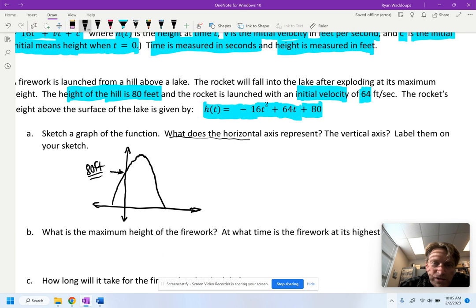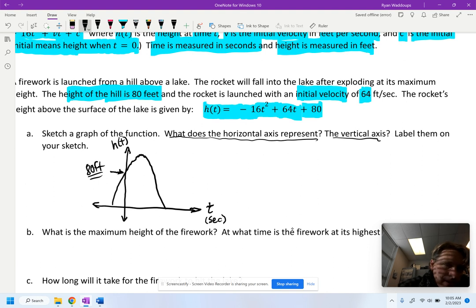Let's see, what does the horizontal axis represent? Well, as we've mentioned above, it represents the time in seconds. And what does the vertical axis represent? Well, that's the height as a function of time, and that is in feet. And so we label them on the sketch, which we did. This right here we know is our starting point of 80 feet. And anything else on there we'd have to calculate. So we can come back and label those on the graph after we've done this.